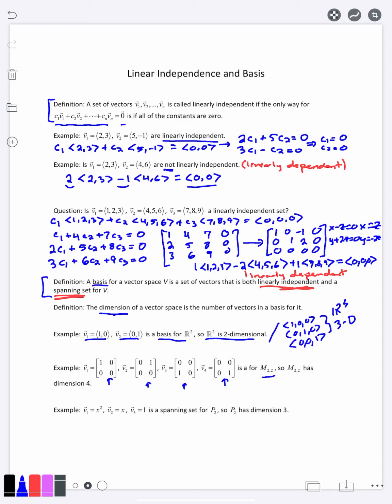And the last one here is P2, the set of polynomials of degree 2 or less. The standard basis for that is going to be x squared, x, and 1. And so therefore P2 has dimension 3. You can talk about the dimension of any vector space you come across. You can talk about the dimension of subspaces. And you can learn a whole lot of information based on the dimension.